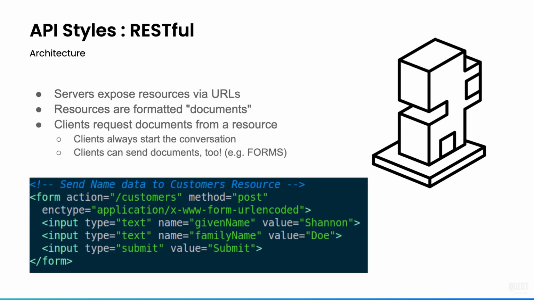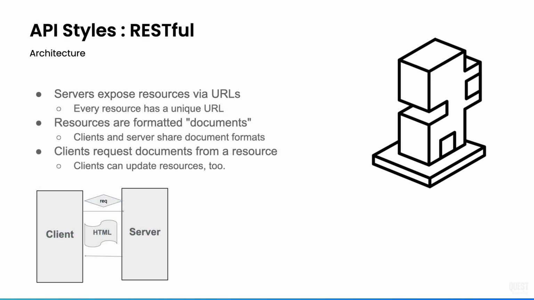So clients can request documents from a resource. They always start the conversation. It's a client-server conversation. And clients can also send documents. In HTML, those are seen as forms. So in this picture here, you can see this idea of sending a couple of inputs. The given name and family name are submitted to a resource using a particular HTTP method. That's a RESTful document that's being sent from the client to the server to modify something on the server.